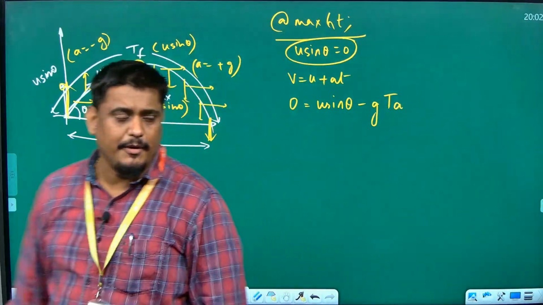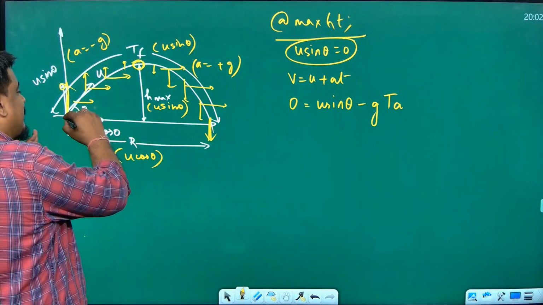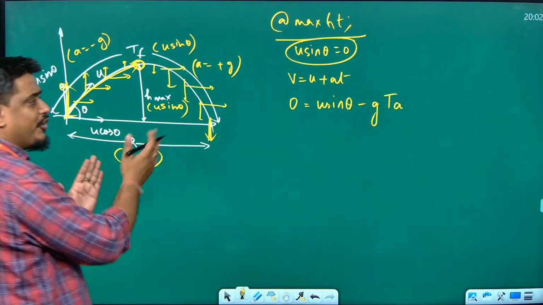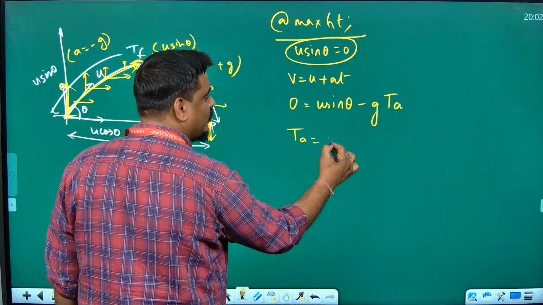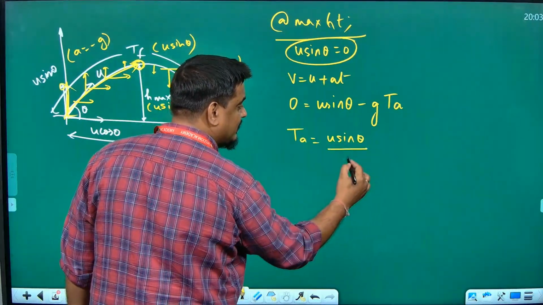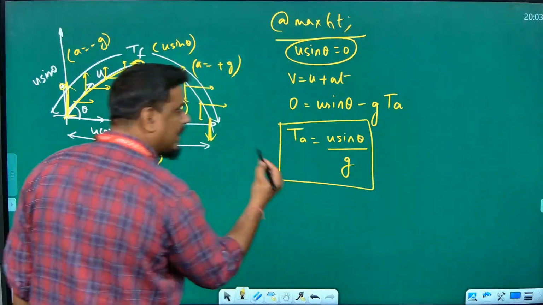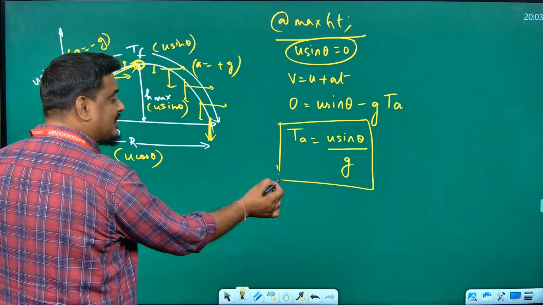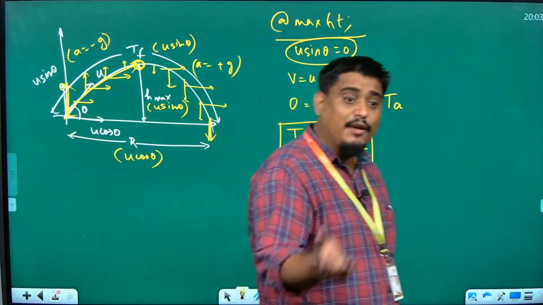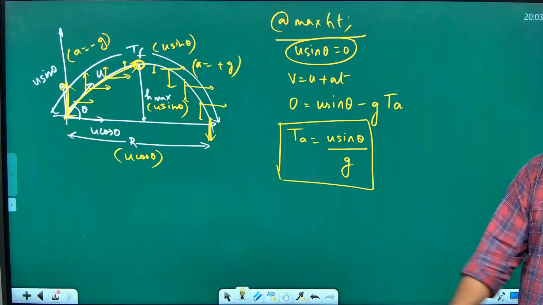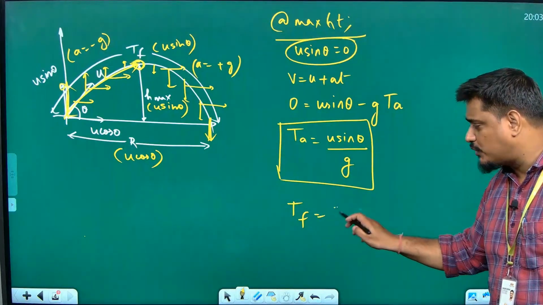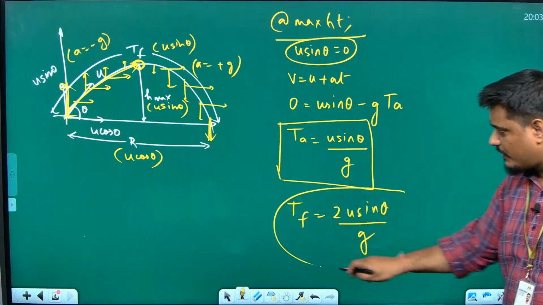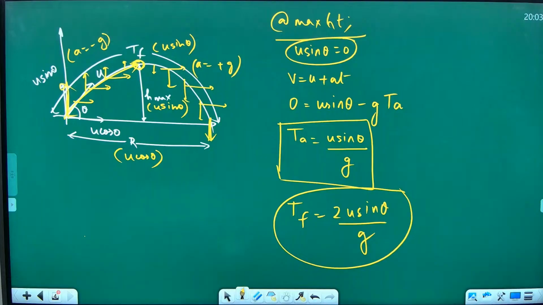Yes, sir. Because from the starting point till the maximum height, what is the time? Time of ascent alone. So from here, if you rearrange the terms, you will get t of ascent is equal to u sin theta by g. This is the formula of time of ascent alone. Time of flight is yet to come. You know that time of ascent will be equal to time of descent, and if you add both, you get time of flight. So time of flight will become 2 times of this: time of flight is 2u sin theta by g.